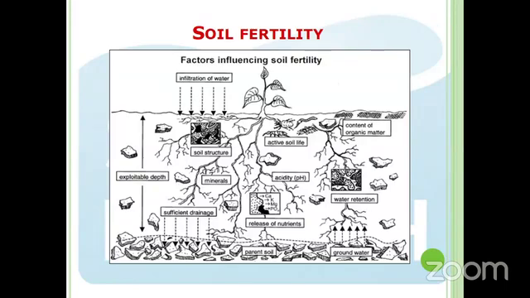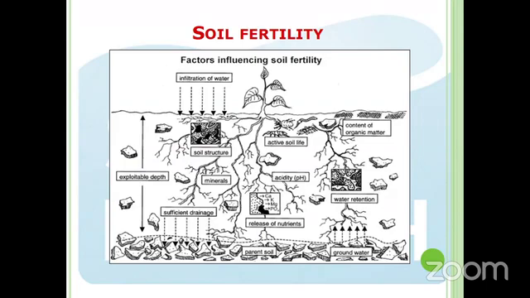Then the next thing is retention of water. Once we irrigate the soil, or once the soil is saturated with the help of, we can say, rainwater, how much water is retained in the soil, that also defines the fertility of the soil.